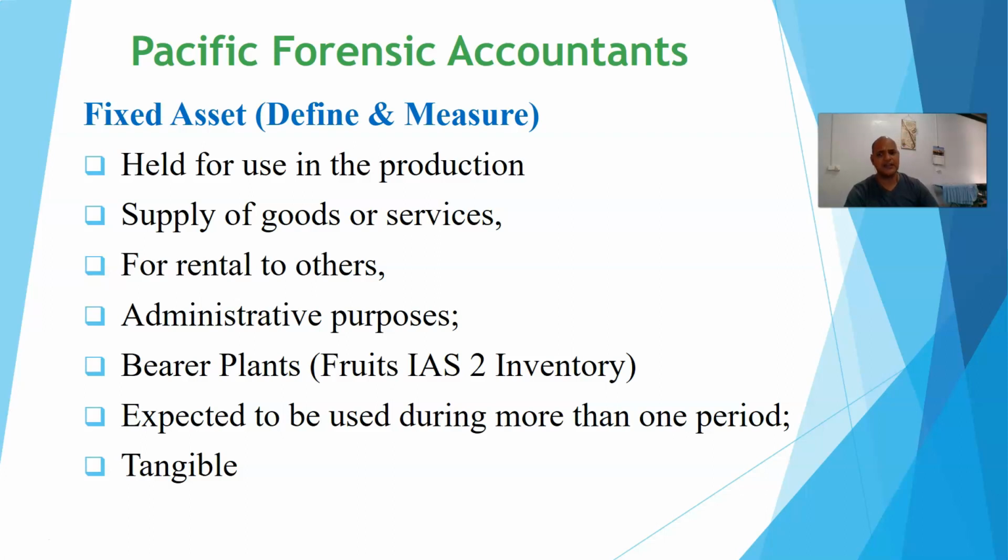The other one is it has to be at least giving you a benefit for more than one period. So that's another definition. So if you have an item that is deemed to be an asset, but its value will be finished within the next 12 months, it will not be defined as an asset. So basically think about what an asset is according to the definition of IAS 16.